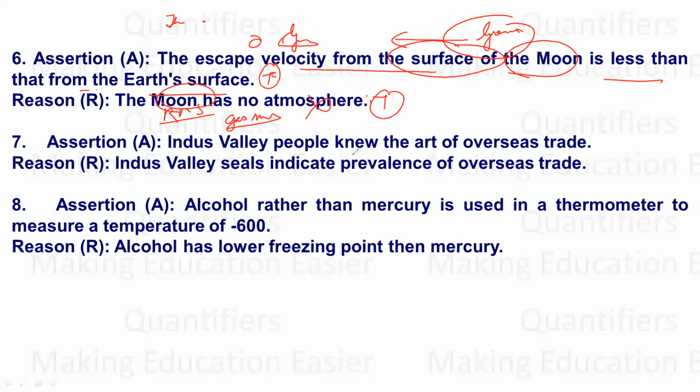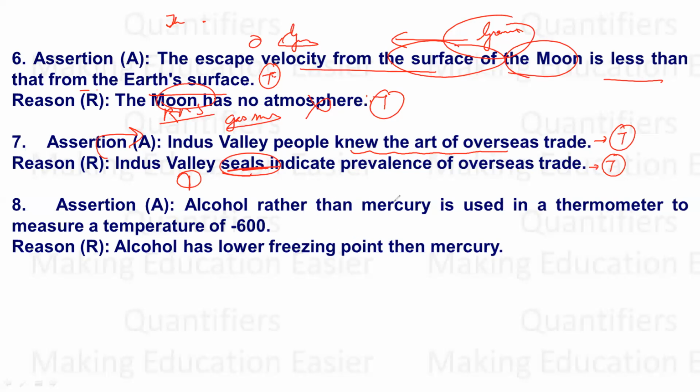Now, Indus Valley people knew the art of overseas trade. You should know this thing, a little bit of a check on history. This is true. This is correct. Indus Valley seals indicate prevalence of overseas trade. This is also true. And this is the correct explanation of A. So the answer is 1, that both A and R are true and R is the correct explanation of A. So the seals found at Indus Valley give evidence of overseas trade. When somebody is putting some seal, that is only possible with the knowledge of navigation, and so that means they knew the art of overseas trade, right?